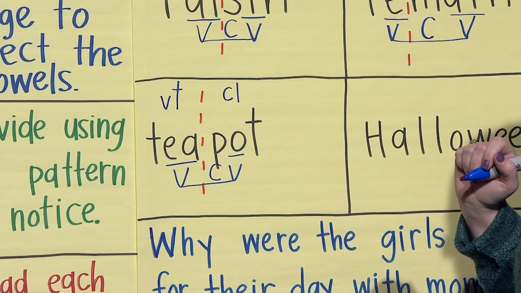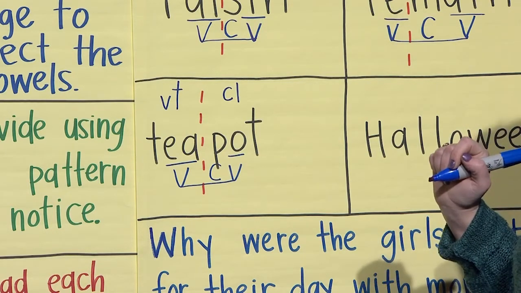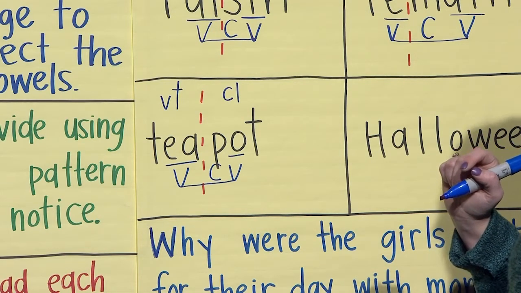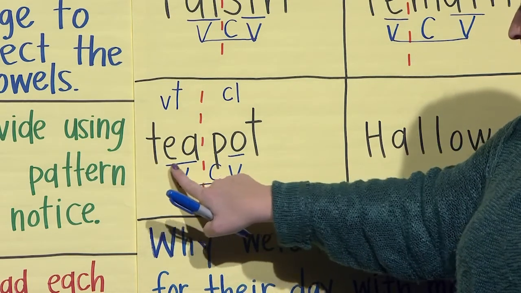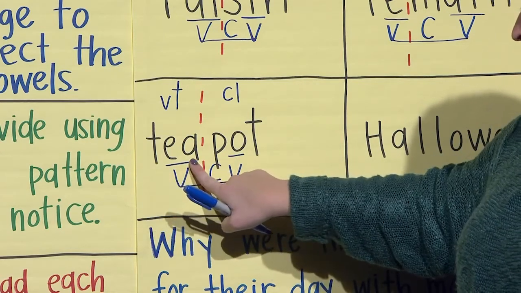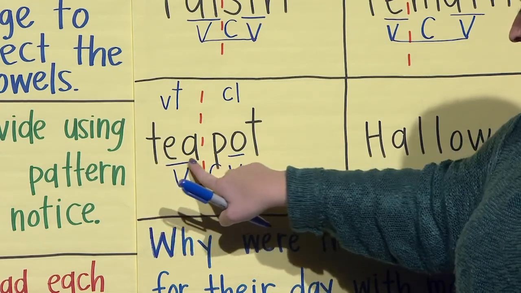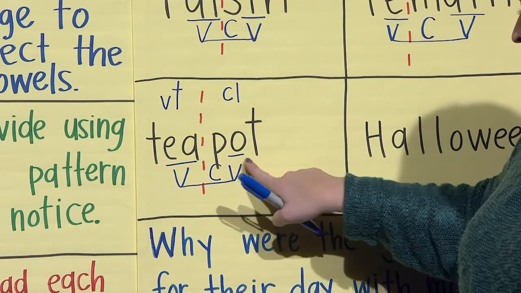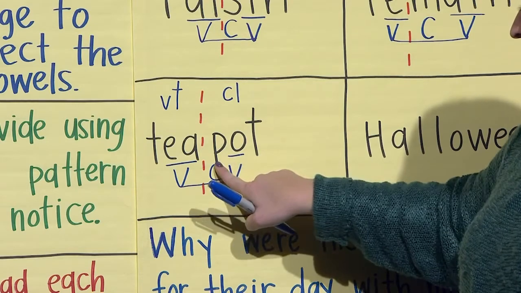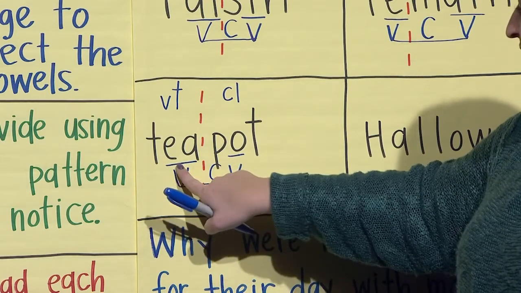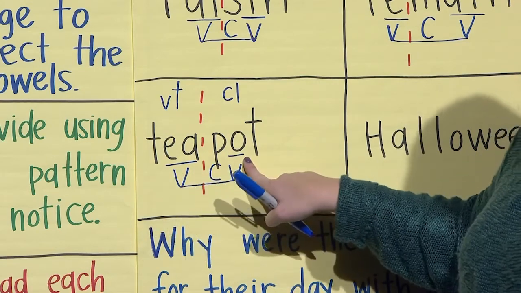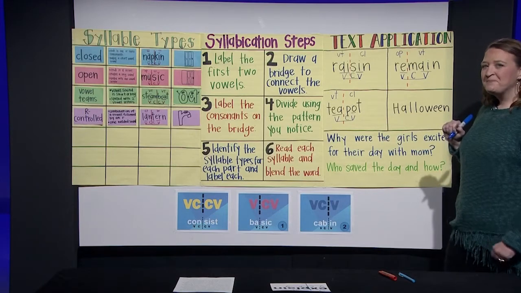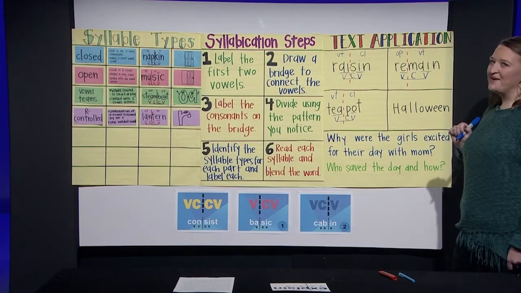So let's read each syllable and blend the word. You're going to take the lead again, so I'm going to point and you say the sounds and blend the word parts together. T, E, T. Pot, pot. Put it together. Teapot, teapot. That's a word we've heard before. Can you do one more with me? Great. Here's your word. Write it on your paper.